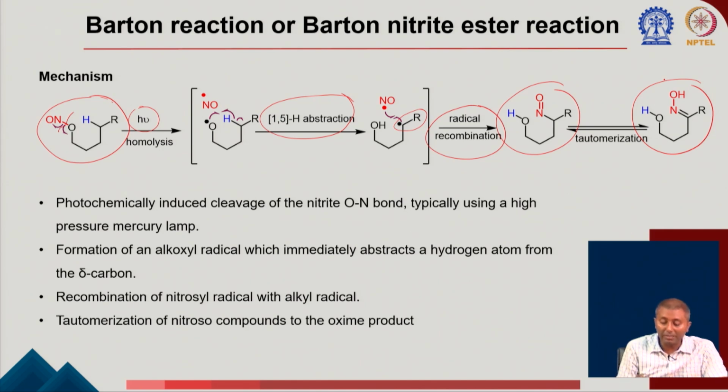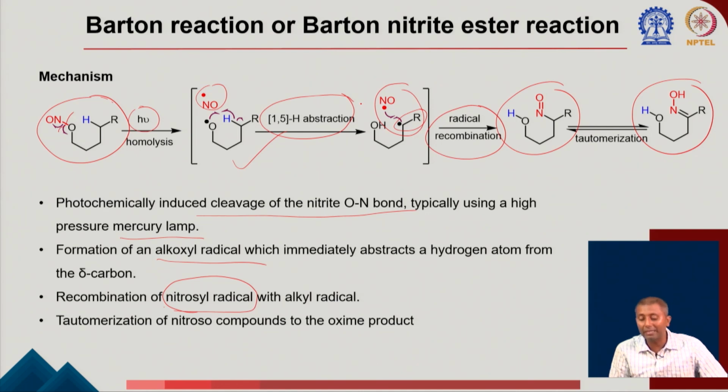So, the first step is the photochemically induced cleavage of the nitrite O–N bond, typically using a high pressure mercury lamp, then formation of the alkoxy radical as I mentioned in this step, and then the recombination of this nitrosyl radical. That is very important: that which is getting broken here gets recombined again, and then finally the radical recombination and then the tautomerization giving the product.